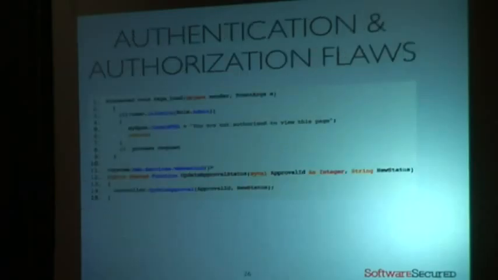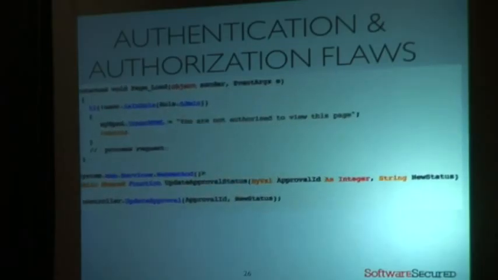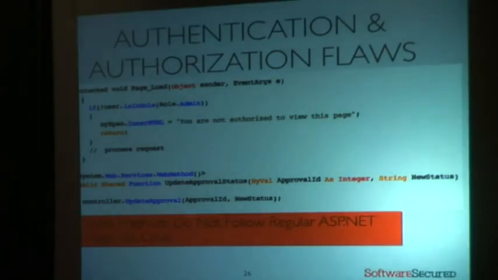This is a piece of code from a regular page. Here's the page load, and it checks if the user is not in this role, do not serve the page. But there is a web method here. The problem is this web method can be easily called from AJAX. And because web methods do not follow the regular ASP.NET lifecycle, this code here is not going to be called at all. Only a human can find this type of issue.